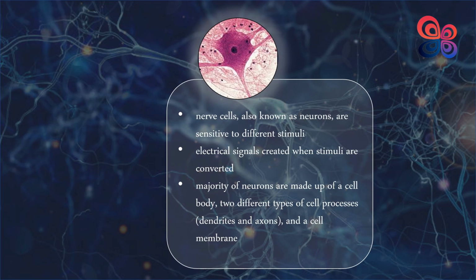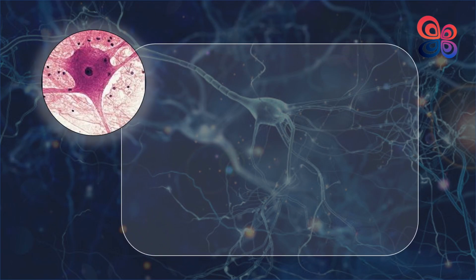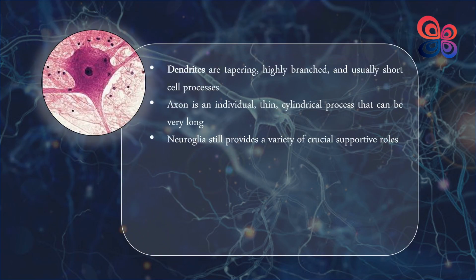The majority of neurons are made up of a cell body, two different types of cell processes, dendrites and axons, and a cell membrane. The nucleus and other organelles are found in the cell body. Dendrites are tapering, highly branched, and usually short cell processes. They make up the majority of a neuron's receiving or input system. An individual, thin, cylindrical process that can be very long makes up a neuron's axon. It is a neuron's output region, carrying nerve impulses to other tissues or other neurons.